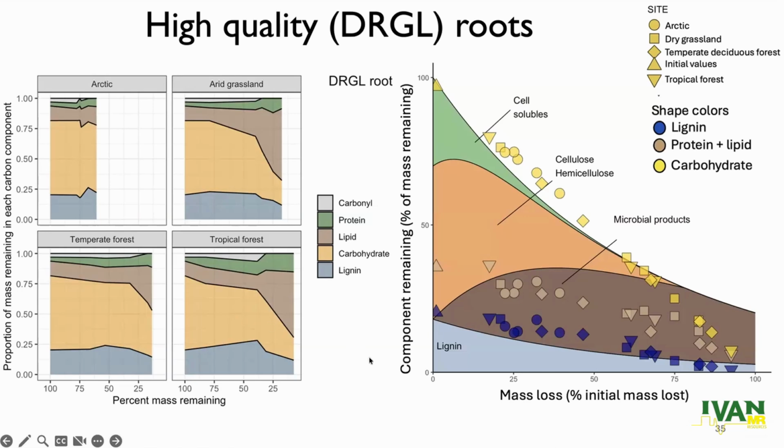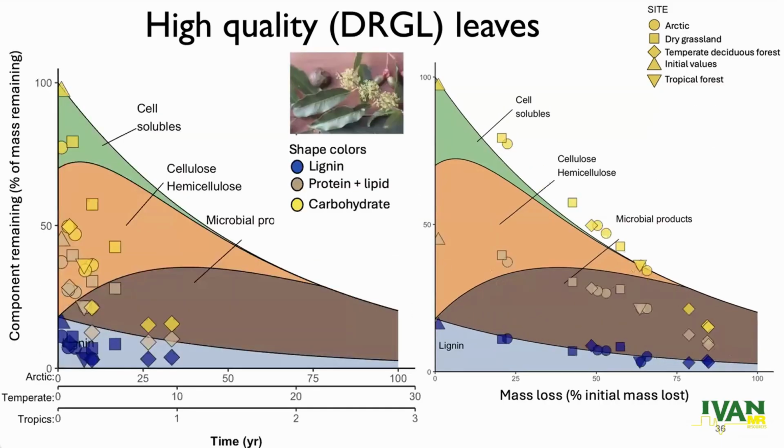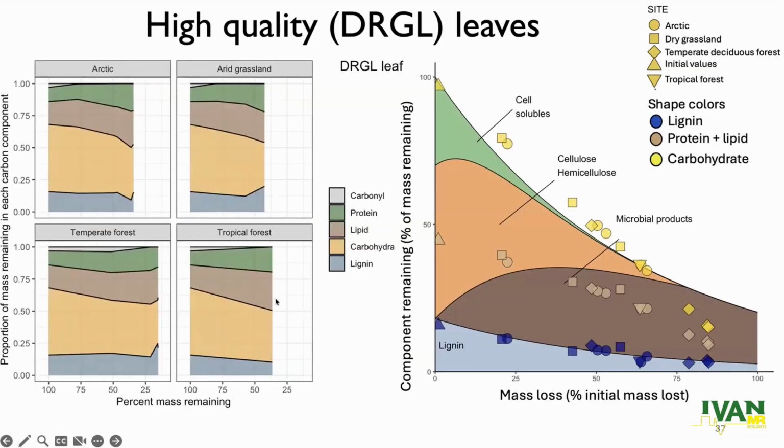So again, this is the high quality DRGL or Dryas roots. So we saw the most change in this particular litter type. This is the high quality leaves. So less decomposition over here in both of these cases. A little bit less change than we saw in the roots, but still some increase in the lipids and the proteins, and decreases in the carbohydrates. Again, lignin really hanging on as it did in the roots.